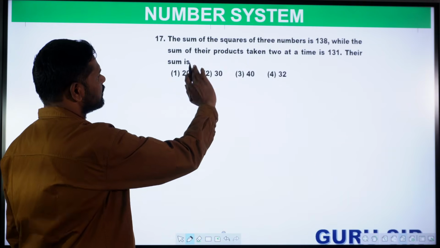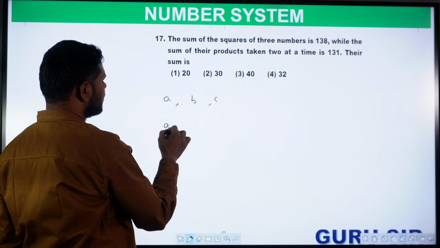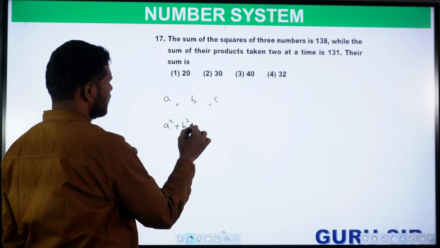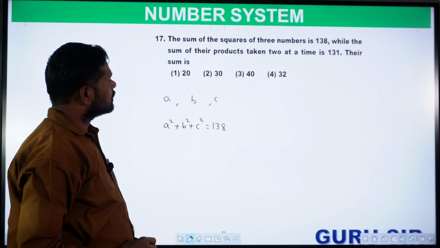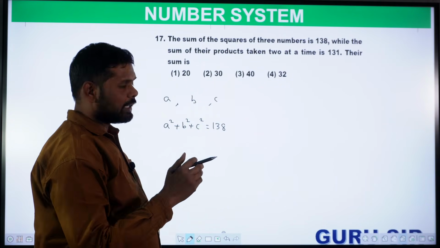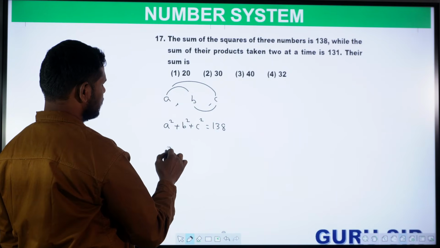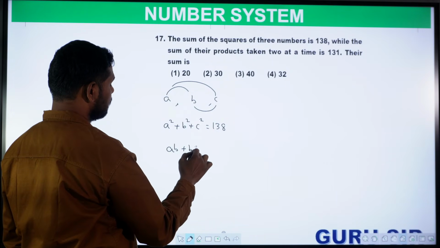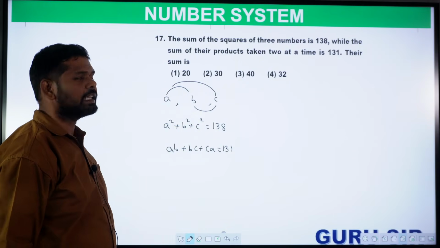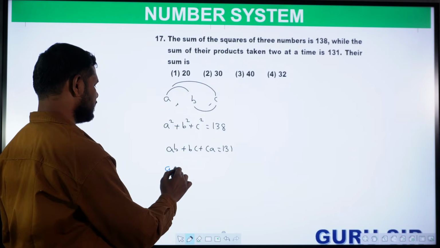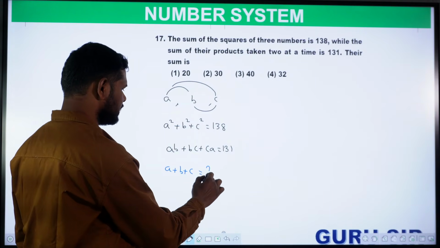Sum of squares of three numbers means, suppose the three numbers are A, B, C, then A square plus B square plus C square is given as 138. That's clear. And the sum of their products taken two at a time means AB, BC and CA. So AB plus BC plus CA is given as 131. Then their sum, A plus B plus C, is how much? This is the case. So very easy, right?